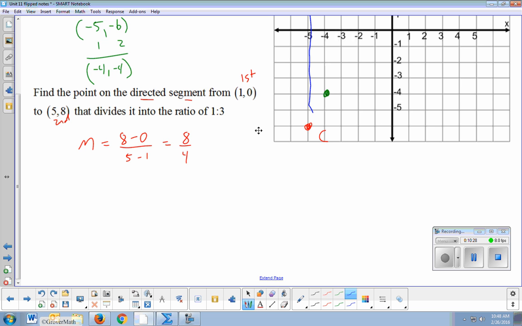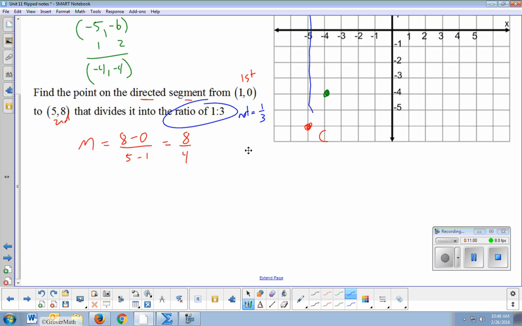And this is where it gets a little bit trickier: this time they're giving us a ratio of 1 to 3. Finding the point that divides the segment into a ratio of 1 to 3 is not equal to 1/3. Okay? Think about it. If you had 3 segments here, this would be a third along the way, right? This is 1/3. Well, that's a segment of 1 to 2 ratio. So it's not the same thing.